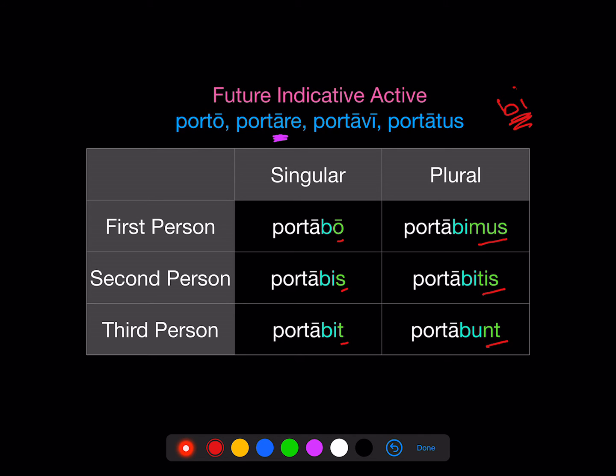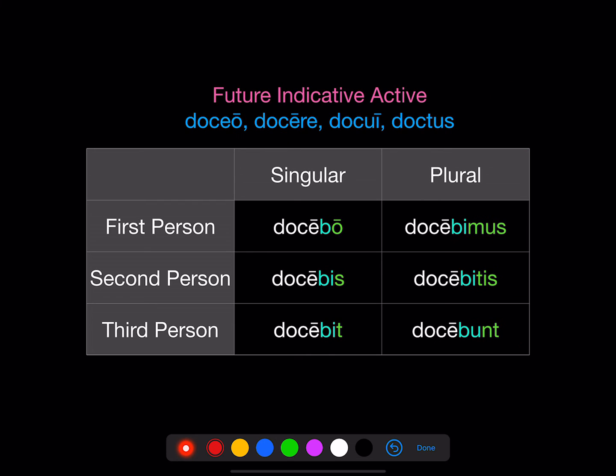Okay, now that short I there, though, disappears before the long O, and then we have bis, bit, bimus, bitis, and then Latin doesn't like an int ending, so instead of bint, we get bunt. So we have bo, bis, bit, bimus, bitis, bunt. That's what we get when we combine this bi with the personal endings we already saw in porto, portas, portat. Same exact thing for the second conjugation verb, doceo, docere. Doce and bo, bis, bit, bimus, bitis, bunt.